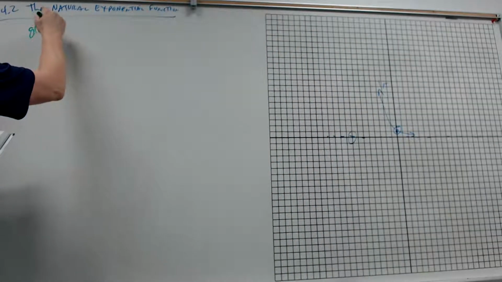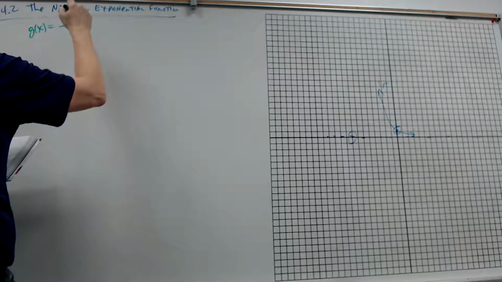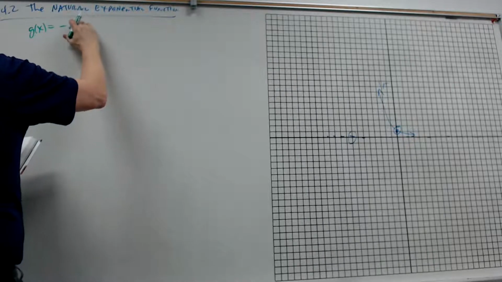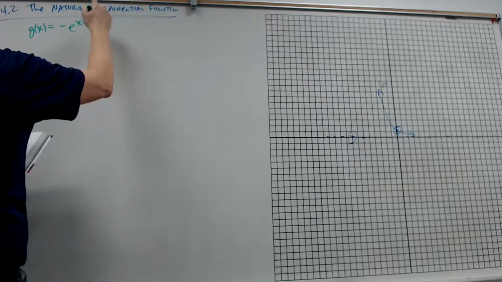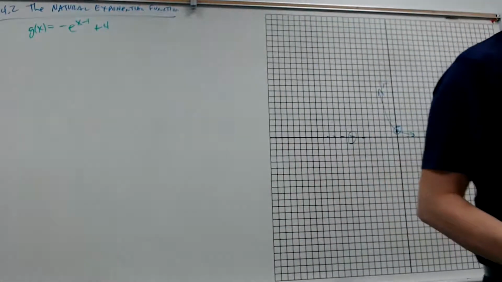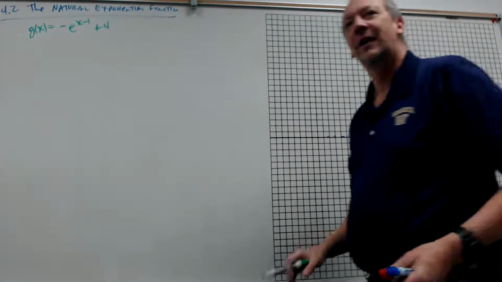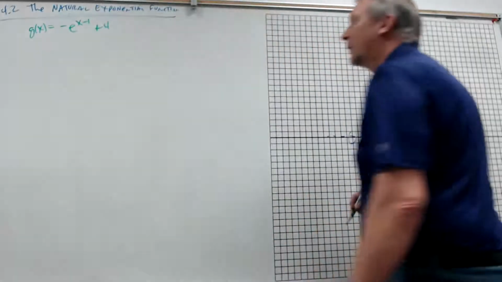g of x equals minus e to the x minus 1 plus 4. This looks like a good one for Sam. So x is going to be... Okay, let's talk about your important point first.